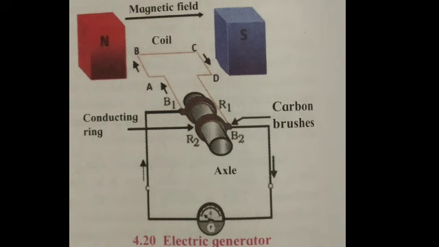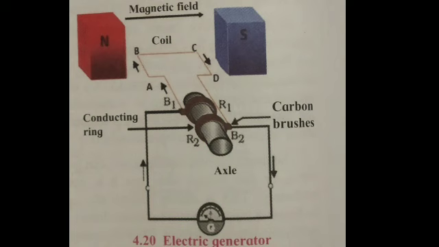If instead of one loop coil, a coil consisting of several turns is used, the current of magnitude several times flows. After half rotation, the branch AB takes the place of branch CD, and the branch CD takes the position of the branch AB. Therefore, the induced current goes as DCBA, that is from D to C, C to B and B to A.